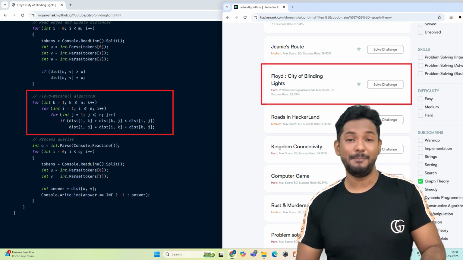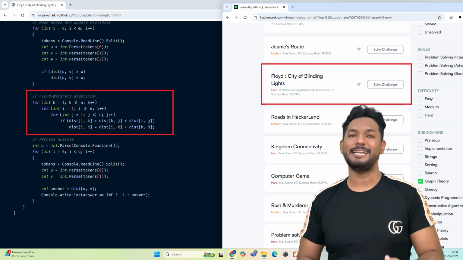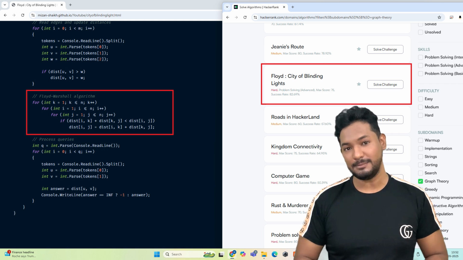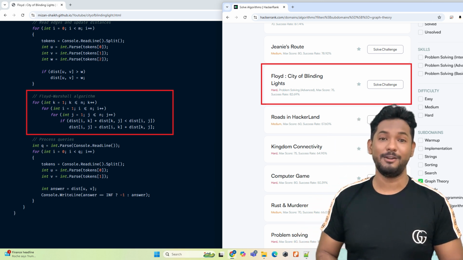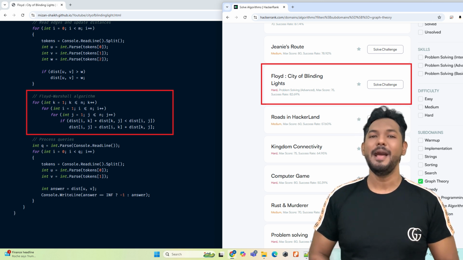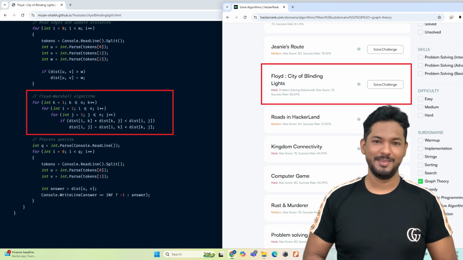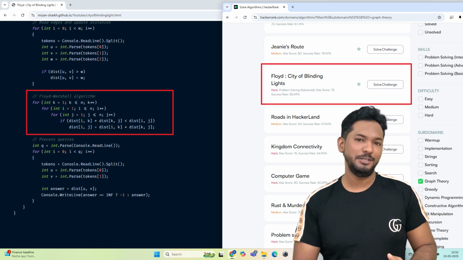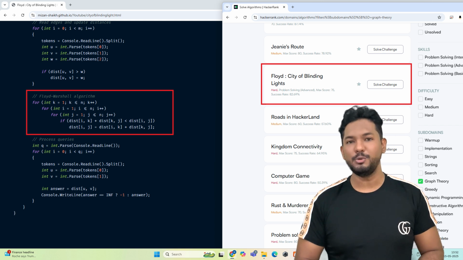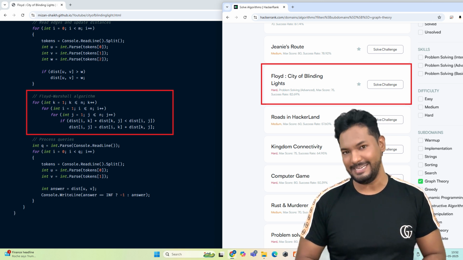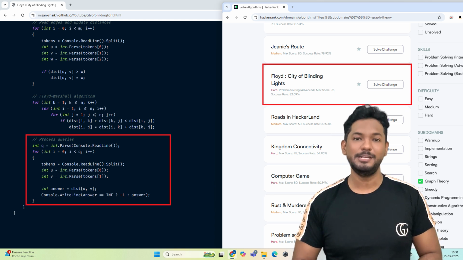We'll repeat this process for each city, ensuring that by the end of the algorithm, our distance matrix holds the shortest path between all pairs of cities. After running this algorithm, we have a complete view of the shortest distances, but we are not done yet. We'll still need to handle the queries. Each query asks for the shortest distance between two specific cities. All we have to do is look up the distance in our matrix. If the distance is still set to infinity, it means those two cities aren't connected. So we'll return -1 to indicate that.